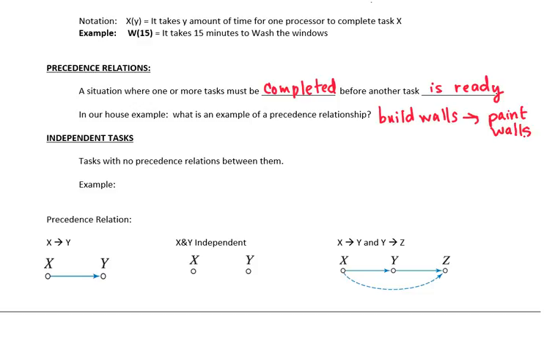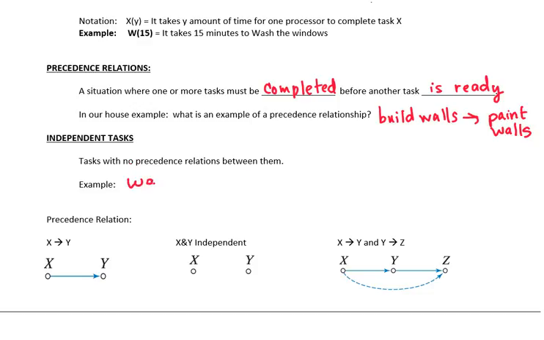Or you need to lay the foundation before you can frame the house. Okay, these are things that are precedence relationships. The first thing has to be done before the second thing can begin. Independent tasks would be any tasks that don't have precedence relationships between them, or there's no connection.